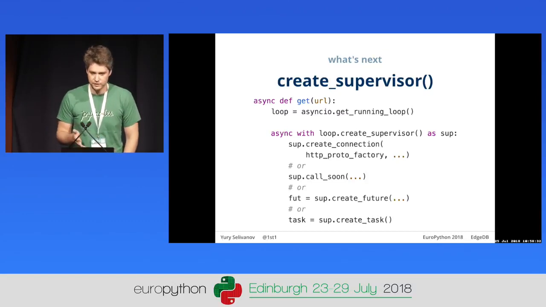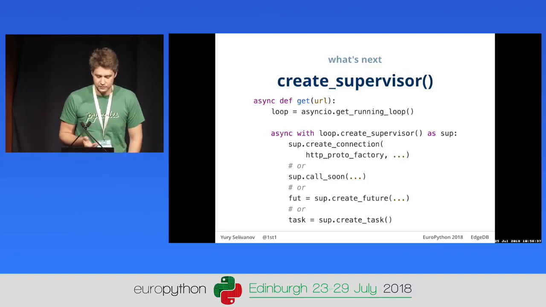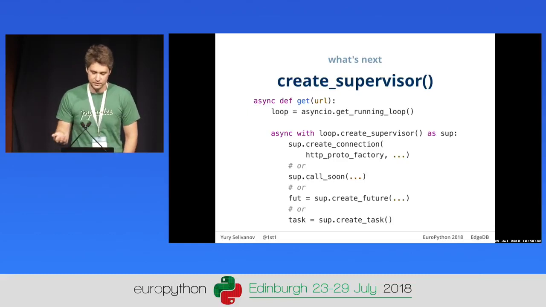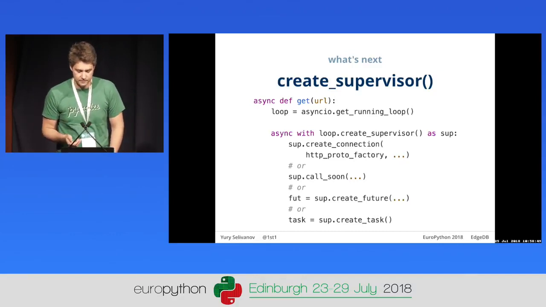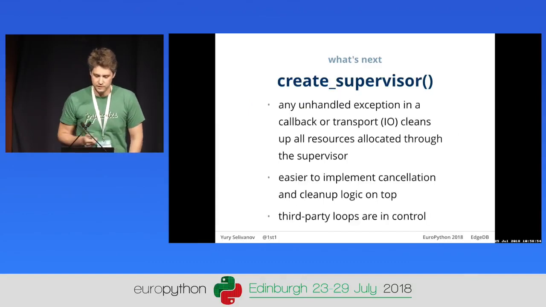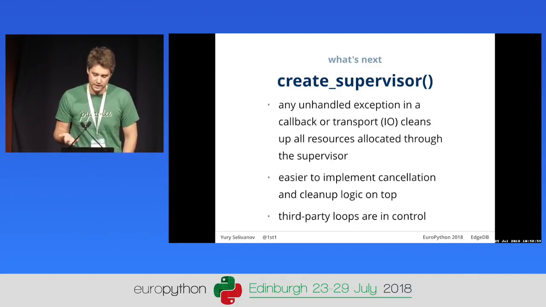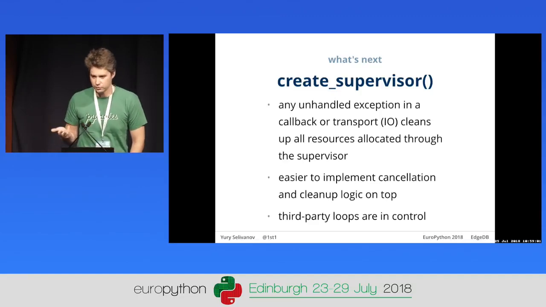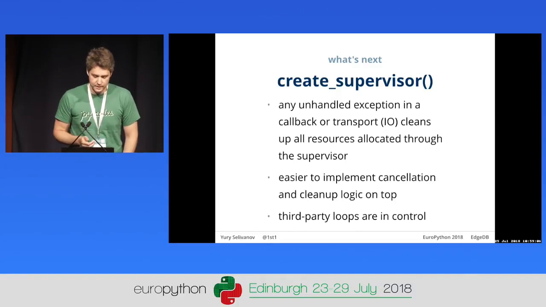And this is an example of such a hypothetical HTTP library where you have a get method. So you get a reference to the currently running event loop, then you create a supervisor, and you can work with the supervisor just the way you would with a normal async IO event loop. But because this supervisor will be unique to that point in your library, we know all the resources that will be allocated, so any unhandled exception will first propagate correctly, and then we'll be able to clean up all those resources.